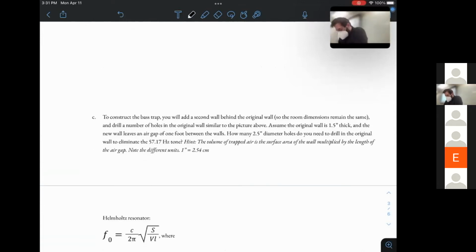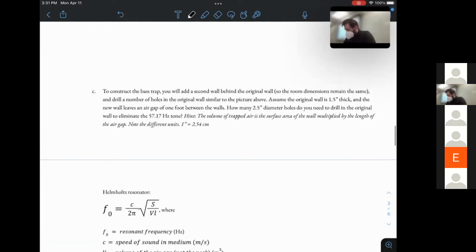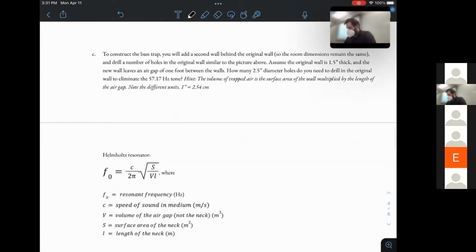Okay. To construct the base trap, you will add a second wall behind the original wall so the dimensions remain the same, and drill a number of holes in the original wall similar to the picture above. Assume the original wall is 1.5 inches thick and the new wall leaves an air gap of 1 foot behind the walls. How many 2.5-inch diameter holes do you need to drill in the original wall to eliminate the 57.17 hertz tone?